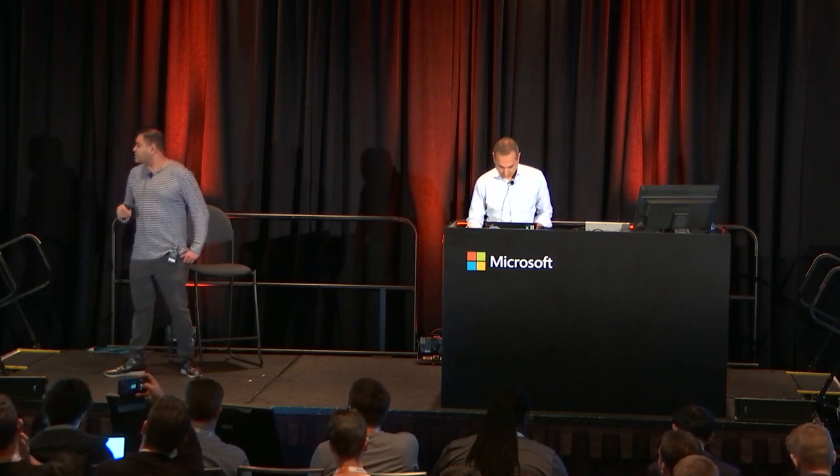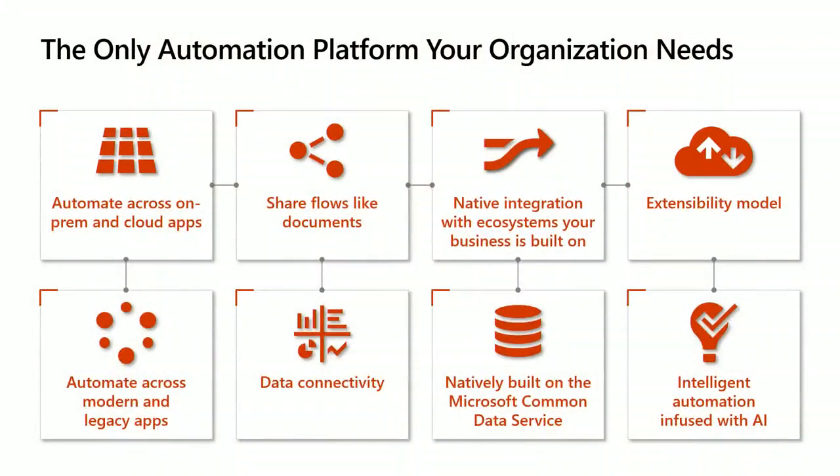Of course, it extends across different ecosystems. And of course, this new piece right here, which is automate across modern and legacy apps, that's really the new robotic process automation piece, which we're going to focus on. We connect to several different types of data. We are built on the Common Data Service. And then, of course, we also offer intelligent AI. And we'll talk a little bit about all these elements as we go through today.